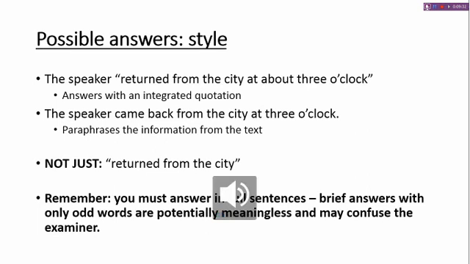However, that is by no means necessary. What you can also do is paraphrase the information from the text as well. So, for example, there, the speaker came back from the city at 3 o'clock. It's the same information, but you put it into your own words, and either way doesn't matter. They're completely valid because they're both communicating the same simple fact.